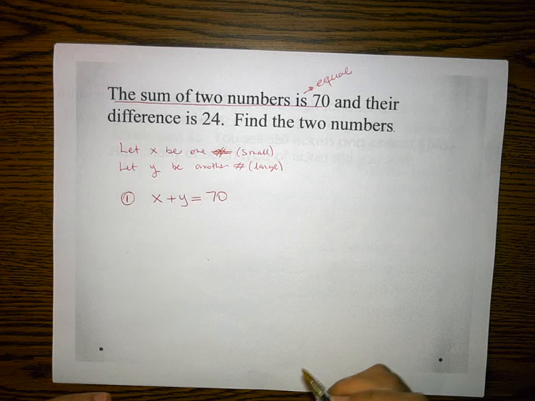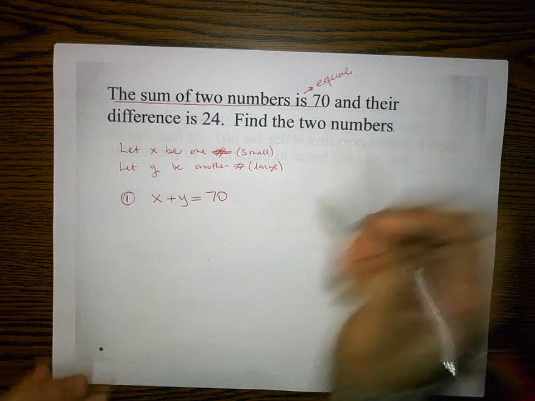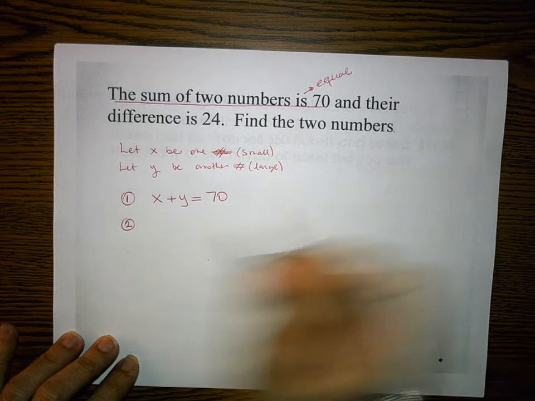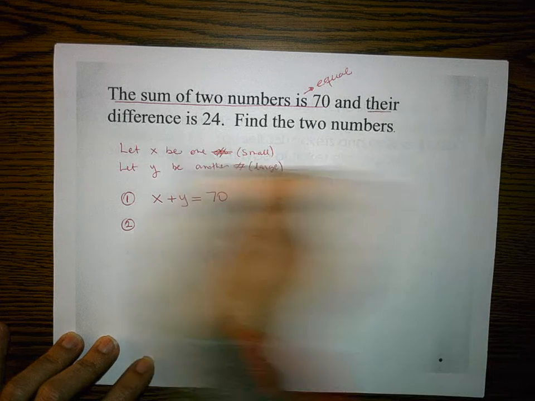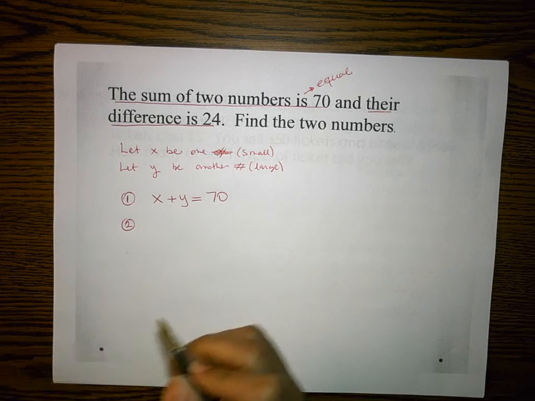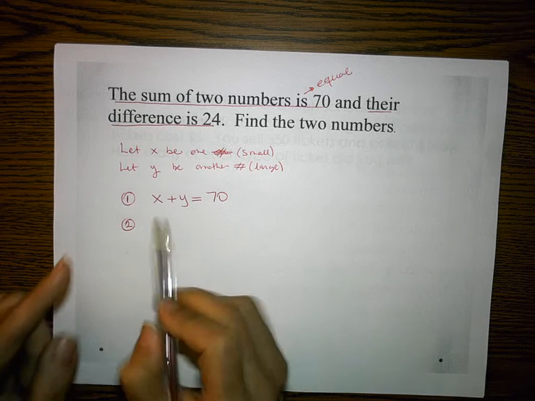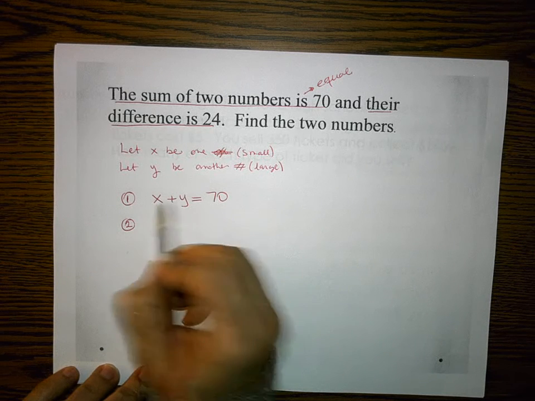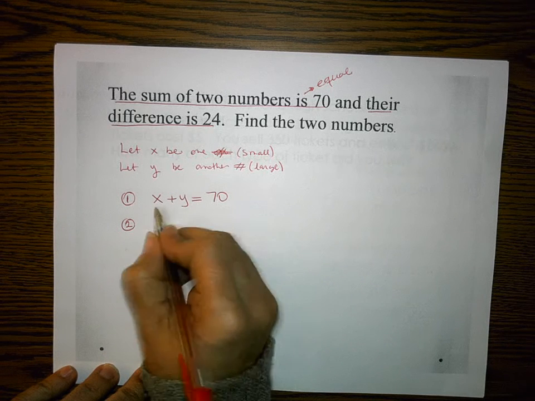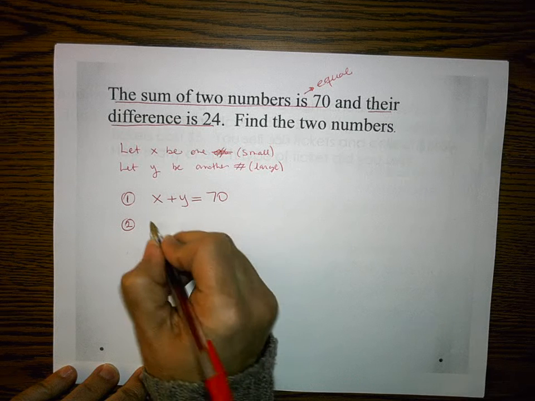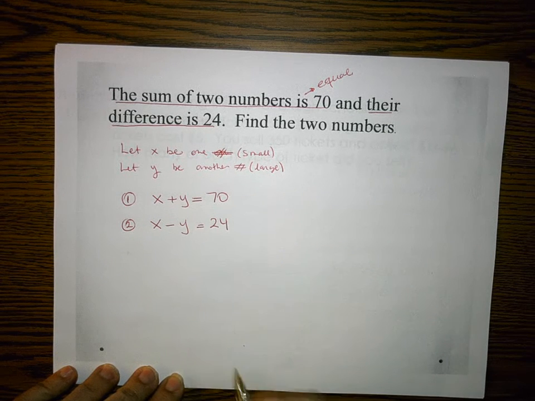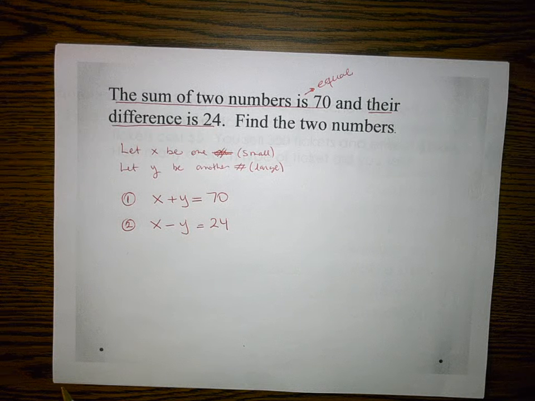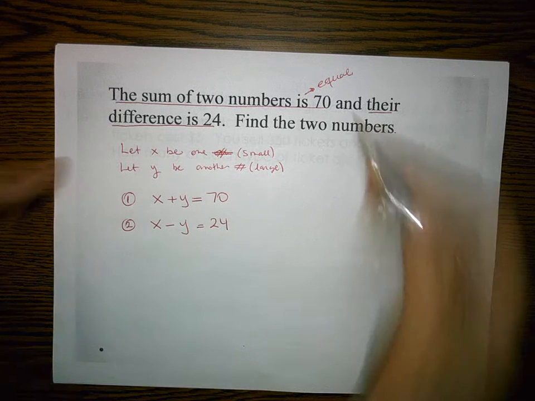Now the next sentence is what we're going to use to write our second equation. Their difference is 24. So I'm going to write a sentence about the difference of these two exact same numbers. If I add them, it adds to 70. But if I subtract them, it equals 24. So there we go. You have your system. You successfully wrote two equations for these two sentences.